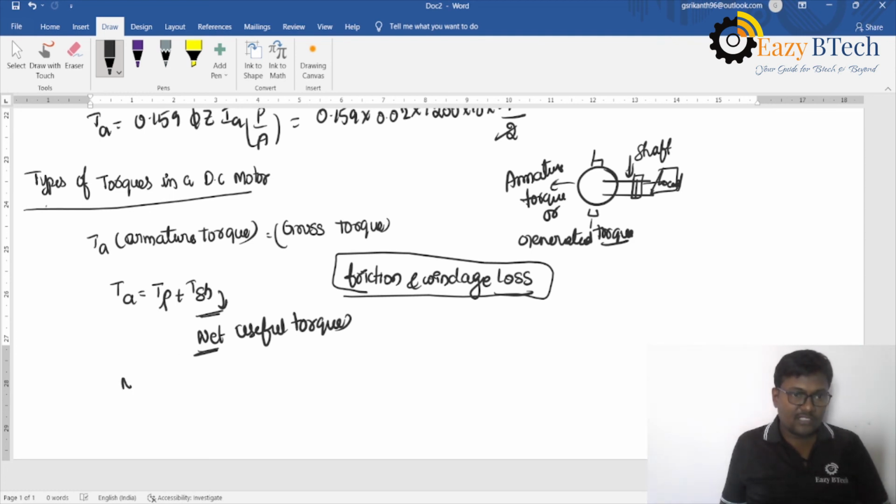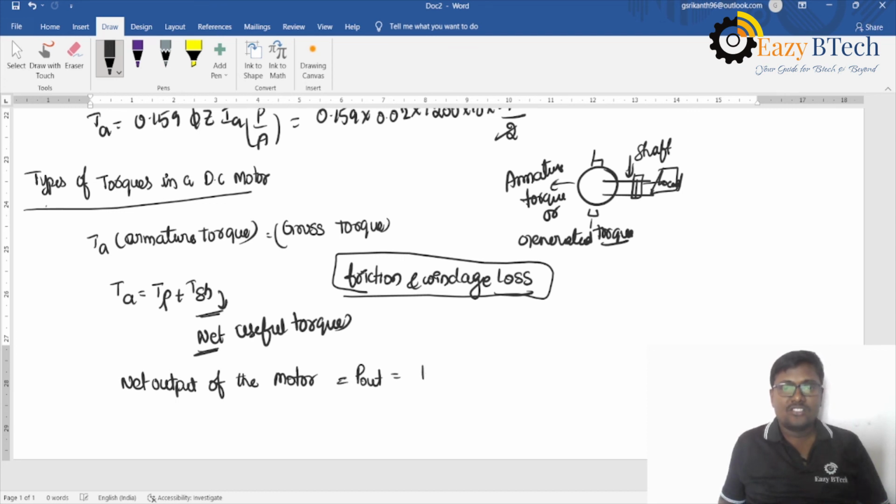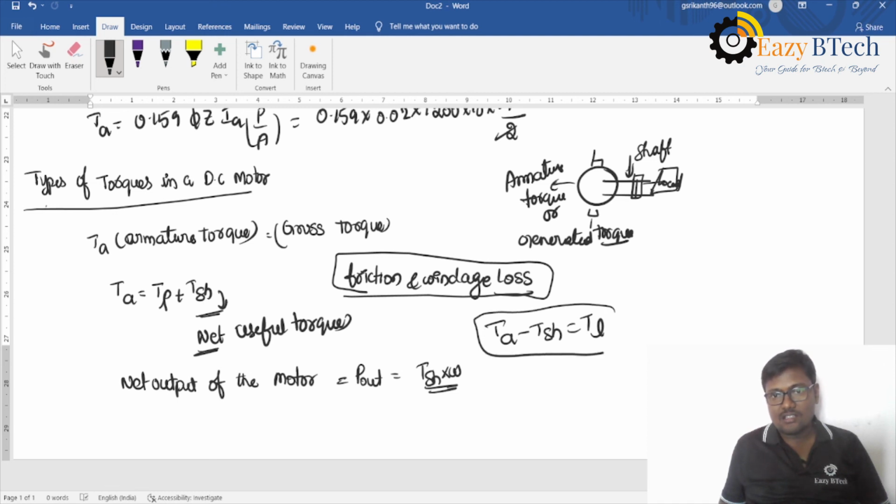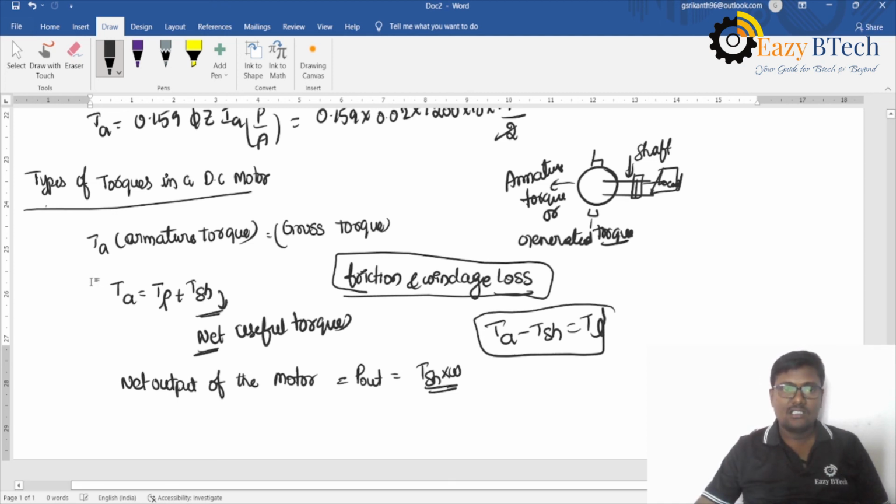What is the net output of the motor? The output of the motor should be equal to shaft torque into omega. The difference between the gross torque and the shaft torque is called the lost torque.